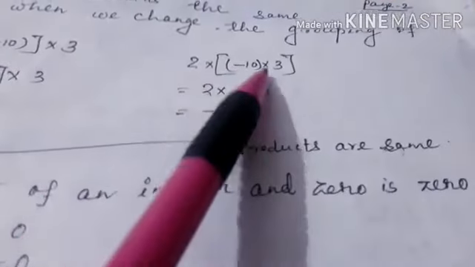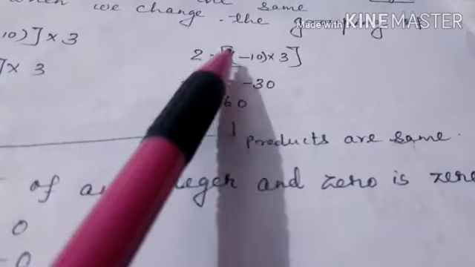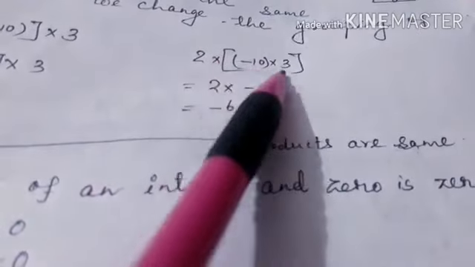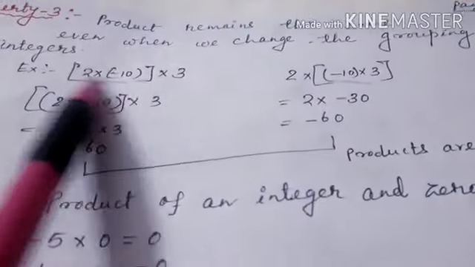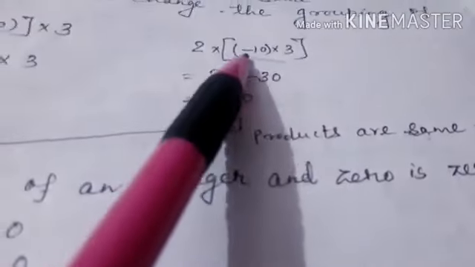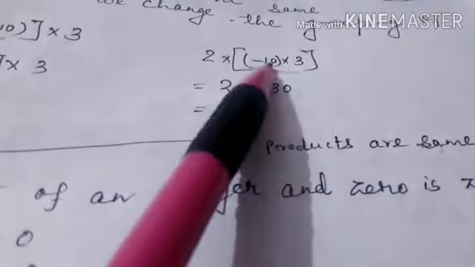In another case, what will I do? I will change the group here. In 2 into minus 10 into 3, here I have taken 2 as one group, and in this case minus 10 into 3 as another group.